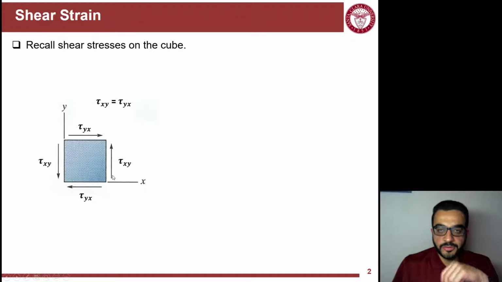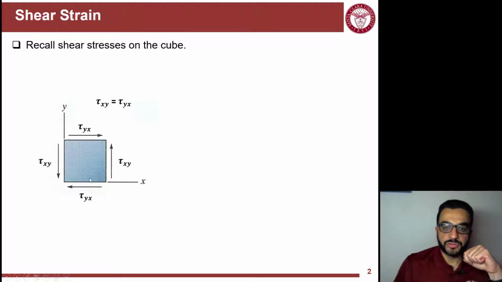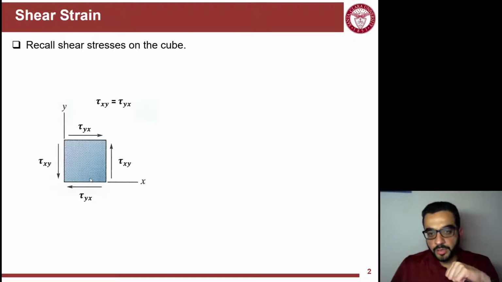Go back to the video on stress blocks in 3D and 2D. I'm only showing here shear stresses, not normal stresses. If this is a 2D stress block in the XY plane, I only show tau XY and tau YX, and we learned before that they are equal. So on this face and this face, they are equal, and these two also are equal.